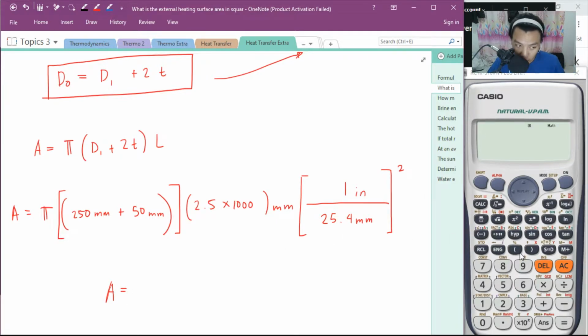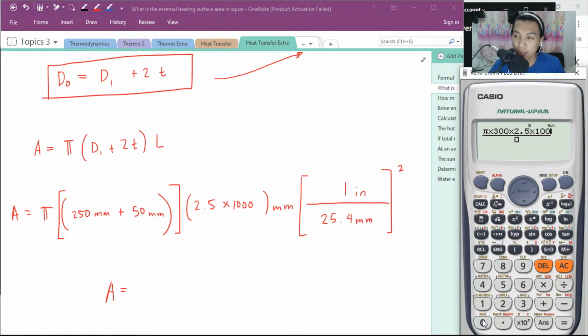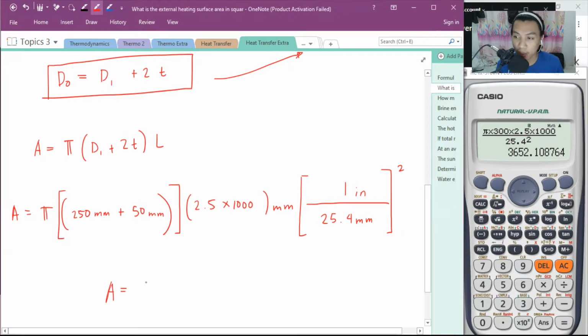Then, we can solve for the area of the heating surface. Now, we will solve. So, shift pi multiply to 250 plus 50, that is 300. Kapag kaya ng arithmetic, i-arithmetic mo na lang, wag na mag-calculator. Times 2.5 times 1,000. And then, you divide it with 25.4 square mo. Now, the value for the heating surface is 3,652.